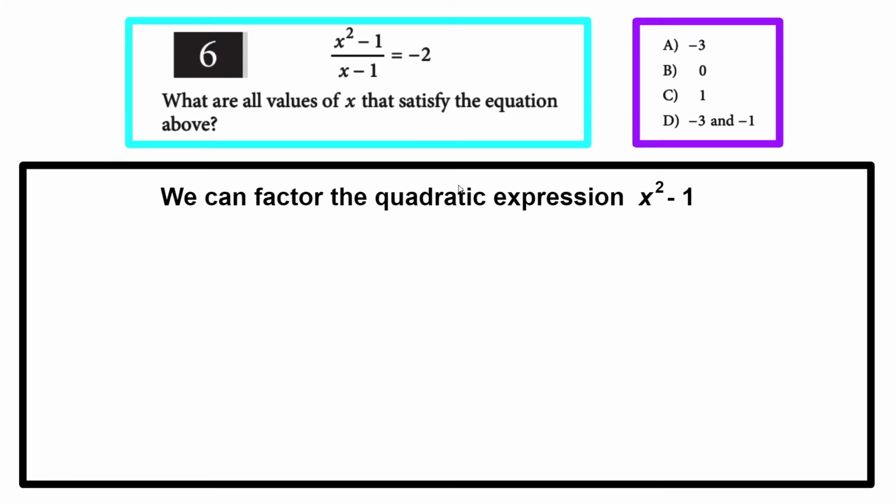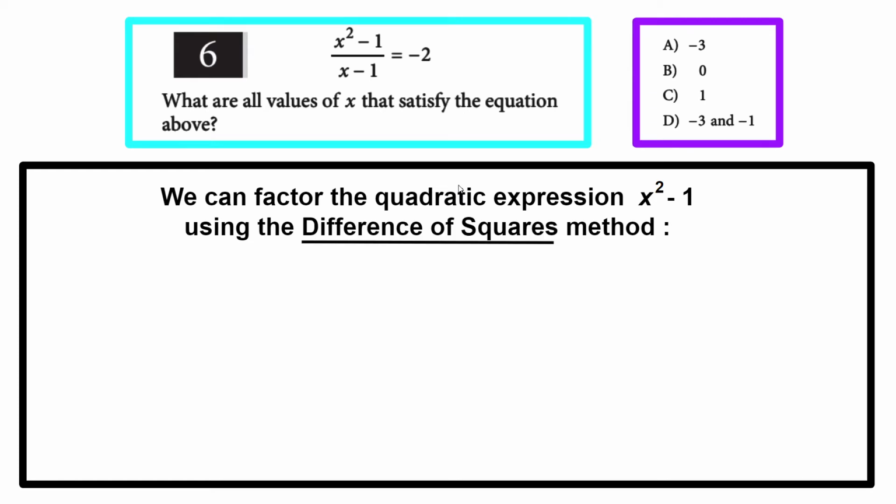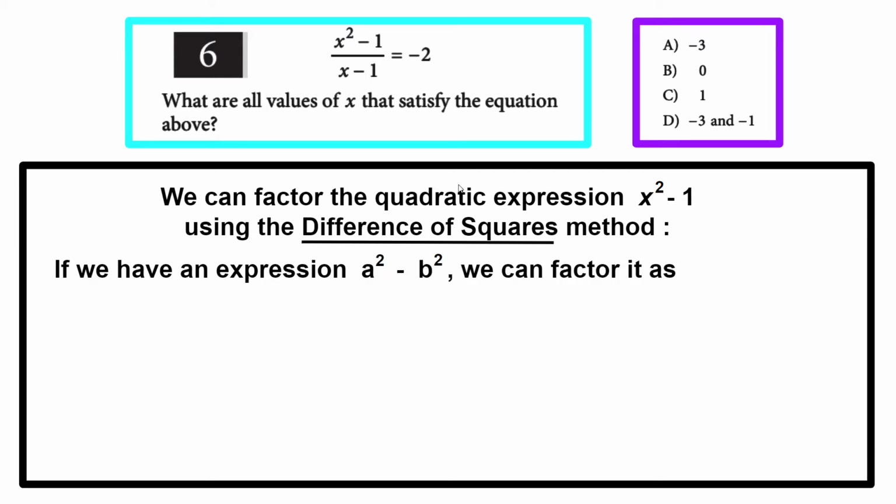We can factor the quadratic expression, x squared minus 1, using the difference of squares method, which is, if we have an expression, a squared minus b squared, we can factor it as a plus b times a minus b. You can go ahead and try that, double check it, try multiplying a plus b times a minus b, and you'll see you'll get a squared minus b squared.